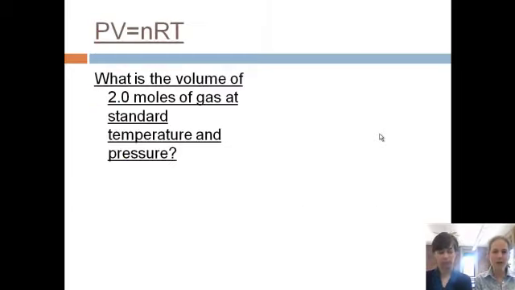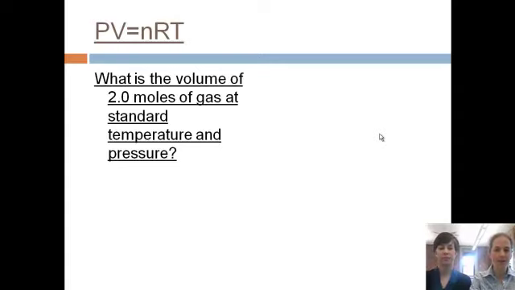Let's take a quick look at an example. Please write this example problem down in your notes. What is the volume of 2 moles of gas at standard temperature and pressure? Oh, there it is already. Standard temperature and pressure, right? You can refer back to your notes if you need to remind yourself of what standard temperature and pressure are.